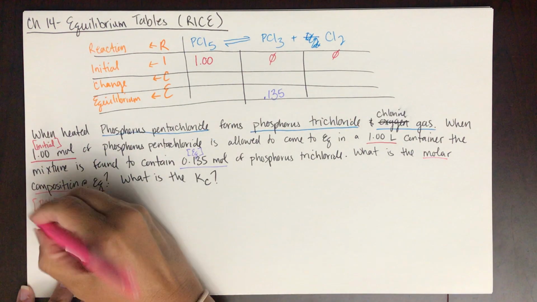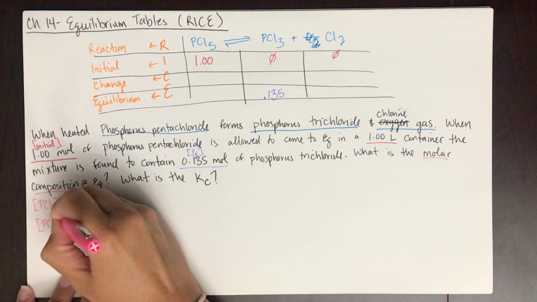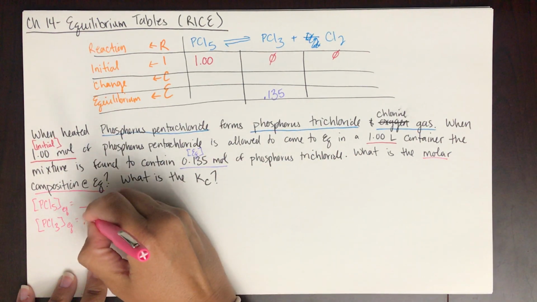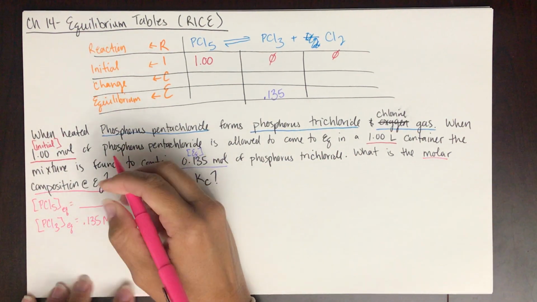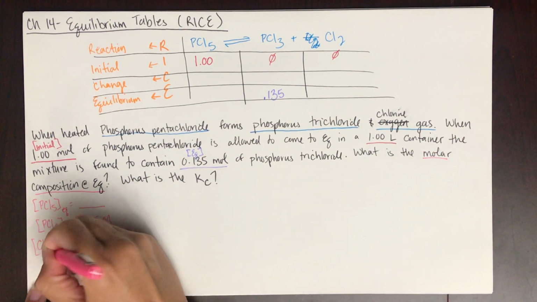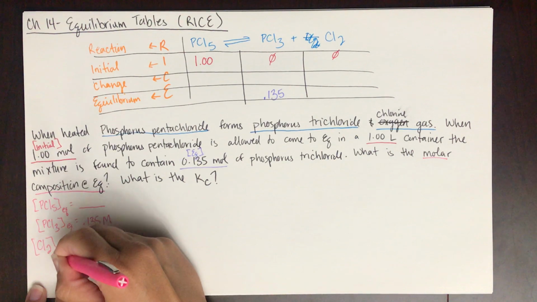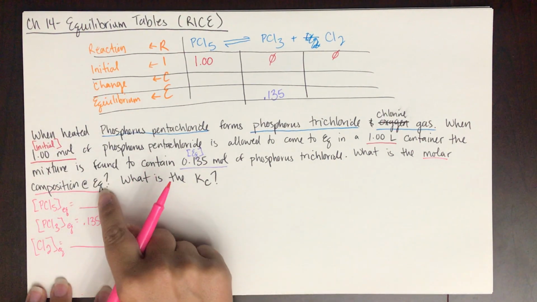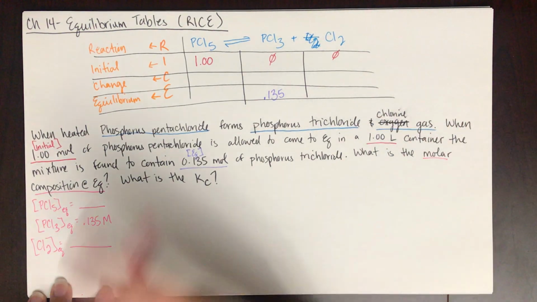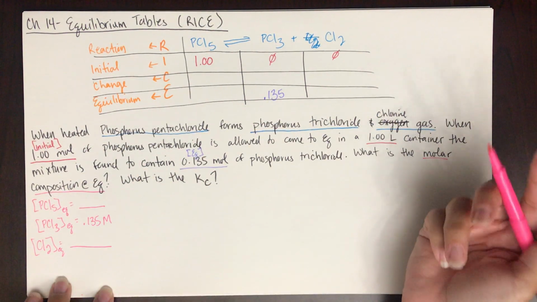What is the concentration of the phosphorus trichloride at equilibrium? Well, they tell us that in the problem, 0.135 molar. And then what is the concentration of the chlorine at equilibrium? So that's what this means. What is the molar composition at equilibrium? It means what is the molar composition of everything that's in that reaction.